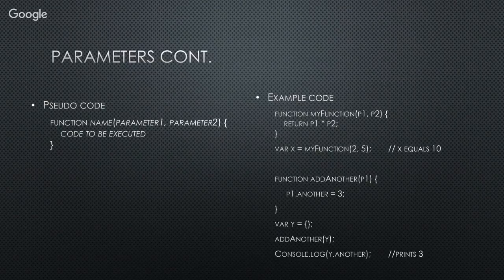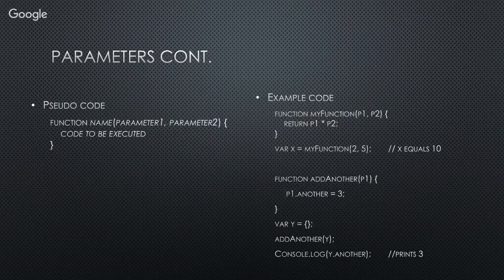Versus if I pass in P1 and my add another adds a value of dot another. So I'm actually defining a new property of P1 called another, and I'm assigning the digit 3 to it. Then I can actually modify P1. And that would then print 3 once I added.